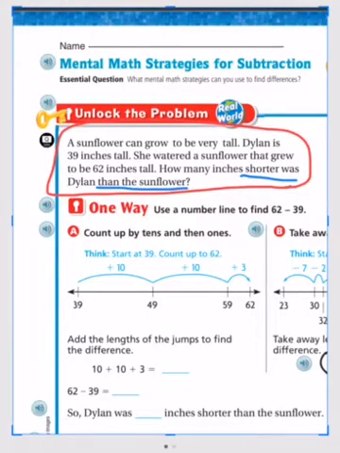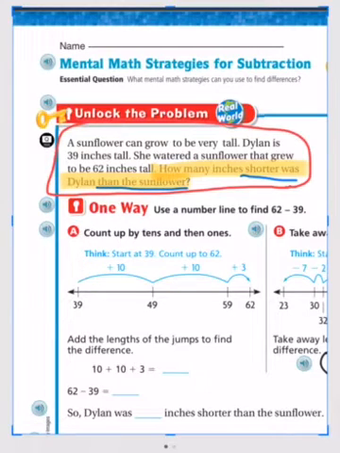Okay, before we look into this problem a little closer, I want to highlight the question here. How many inches shorter was Dylan than the sunflower? Whenever we see a comparison question like this, how many inches shorter compared to the sunflower, right? Dylan compared to the sunflower. When we see a question like that, that's going to tell us subtraction. So whenever you see how many of this was this thing compared to another thing, that's going to mean subtraction. So file that away in your memory so you can use that strategy later on.